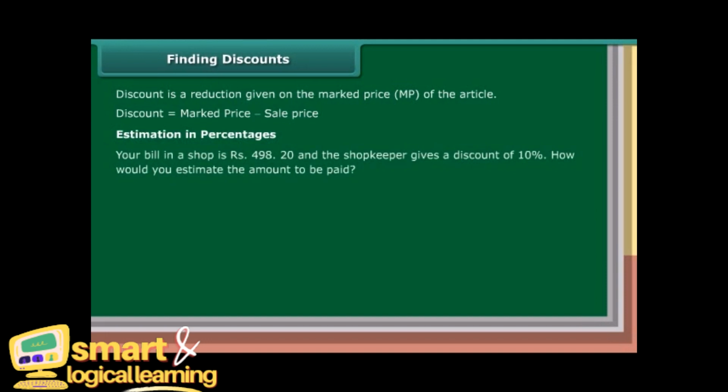Estimation in percentages. Your bill in a shop is rupees 498.20 and the shopkeeper gives a discount of 10%. How would you estimate the amount to be paid?